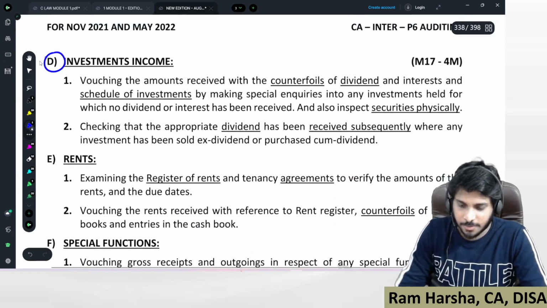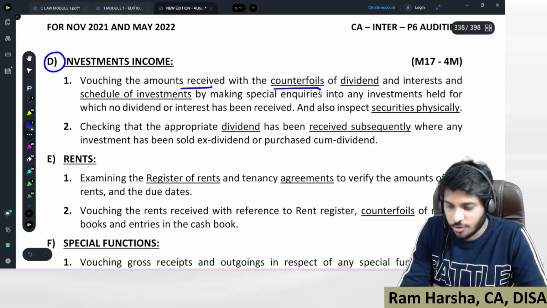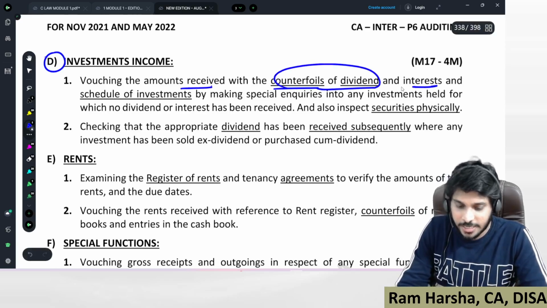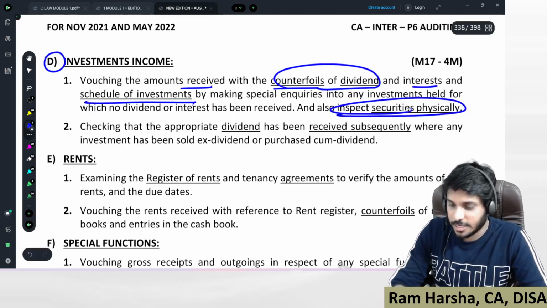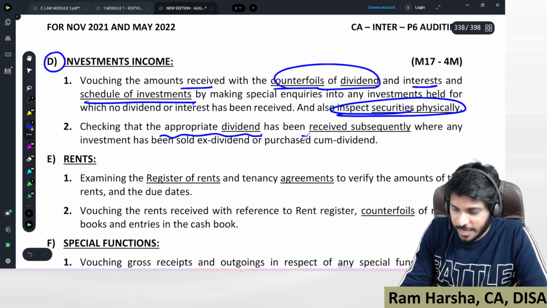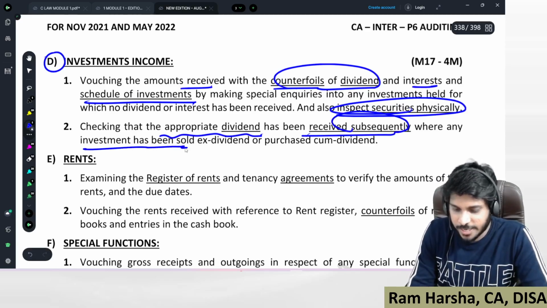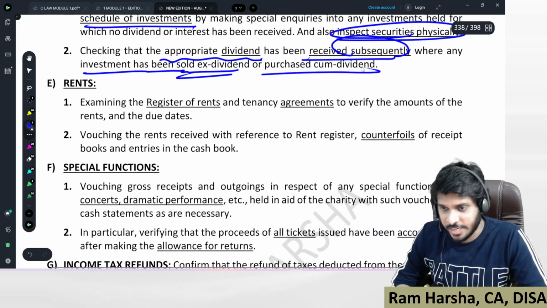Again, investment income. Same point, investment income. Amount received, counterfoils of dividend, demat account, interest income. Look at the schedule of investments, all that. Inspect the securities physically. General point. Check that appropriate dividend has been received subsequently where any investment has been sold ex dividend or purchased cum dividend.